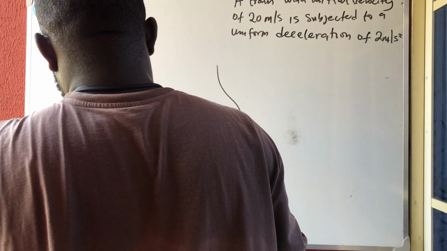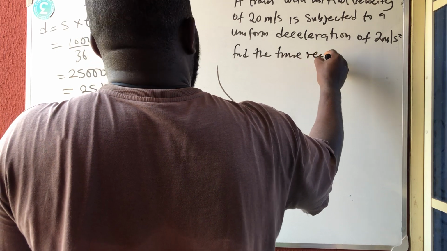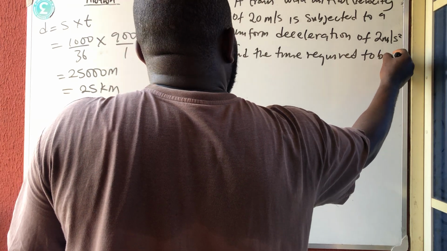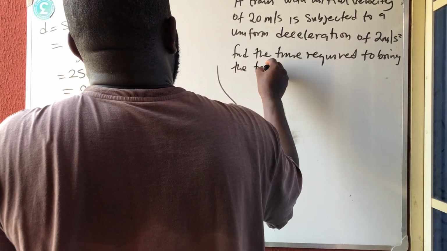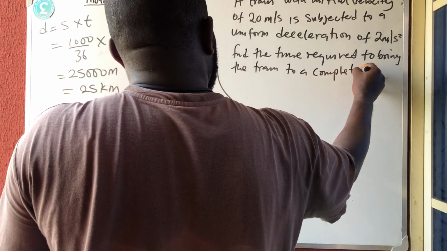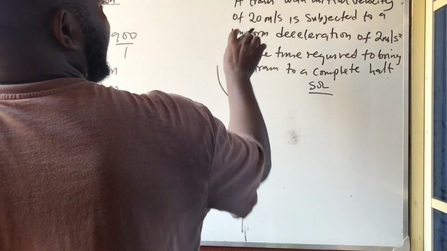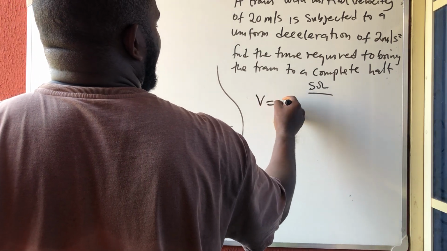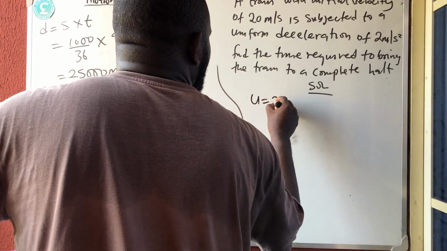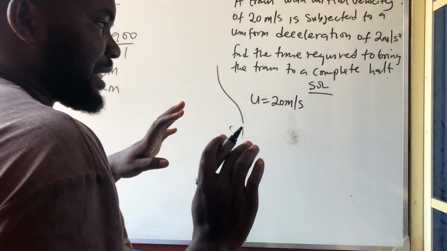And they said find the time required to bring the train to a complete halt. Okay. Now, listen. They gave us the initial velocity to be what? The initial velocity is equal to 20 meter per second. Please, if something is retarding, it means that thing will stop.